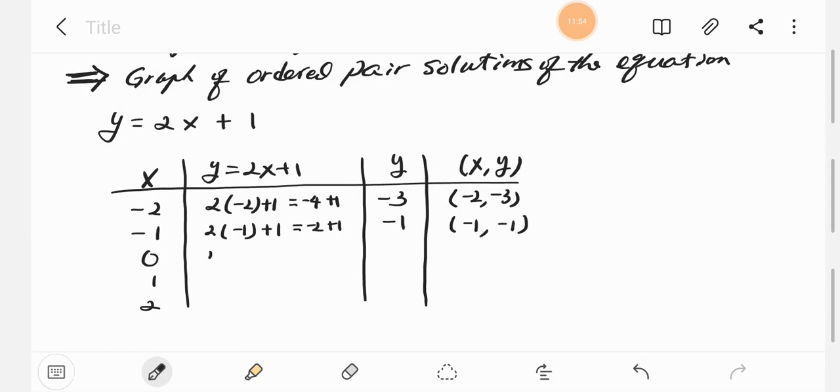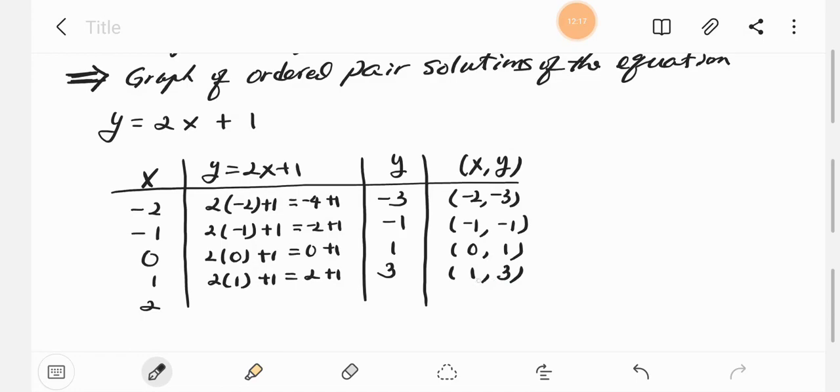If x equals 0, then plug in 0 for x. Then that will be 0 plus 1, so that is 1. The y value is 1, so when x equals 0, y is equal to 1. If x equals 1, then 2 times 1 plus 1, so 2 plus 1 is 3. So the y value is 3 when x equals 1. So write the x value and y value as an ordered pair. If x equals 2, then 2 times 2 plus 1, so 4 plus 1 is 5.